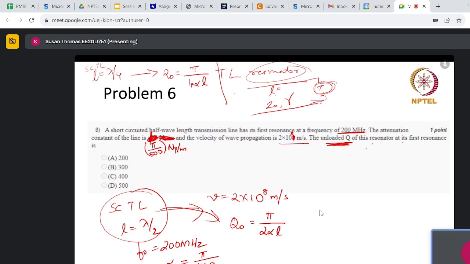So basically, we have lambda is equal to Vp by F. Am I correct? Yes, ma'am. My question is, how do we find the length of the transmission line? Because this parameter is length, right? Okay, sorry, length is given as lambda by 2.